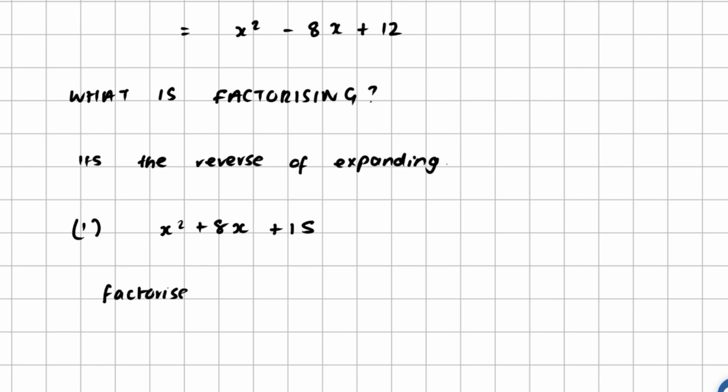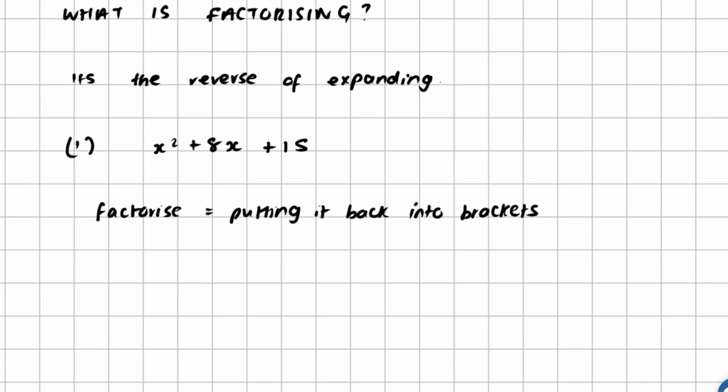That is what you're doing when you're putting it back into brackets. So this one, it would be x plus 3, x plus 5. I think that's the one we worked out earlier. It's pretty much just doing that way.